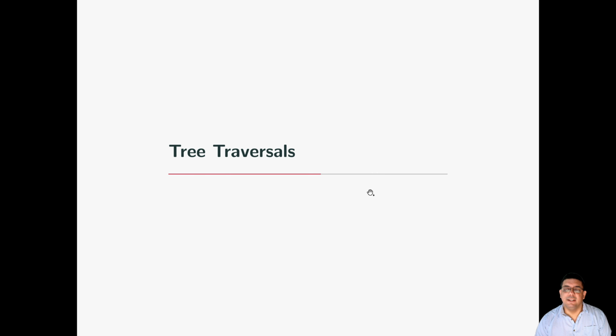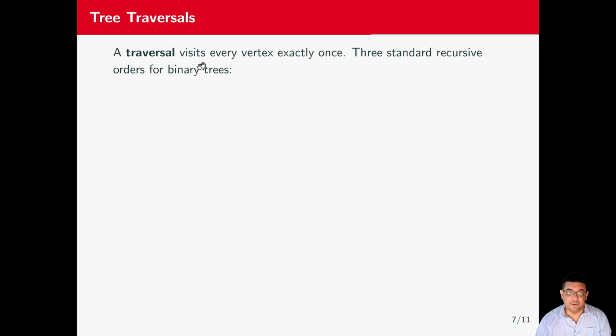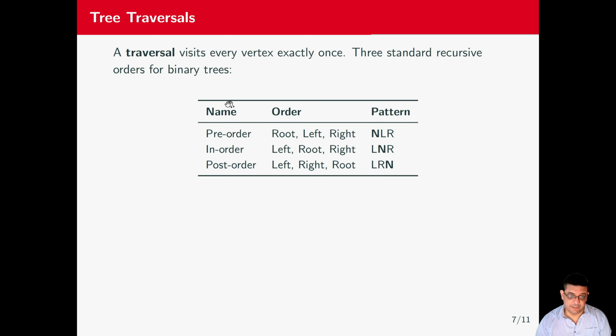Now, with these trees, we have different ways that we can arrange the visiting order, and that's what we call a tree traversal. A traversal visits every vertex exactly once. And we have 3 standard recursive orders for binary trees: the pre-order, the in-order, and the post-order. The pre-order is where we start with the root, we go to the left, and then we go to the right. The pattern is also summarized as NLR.